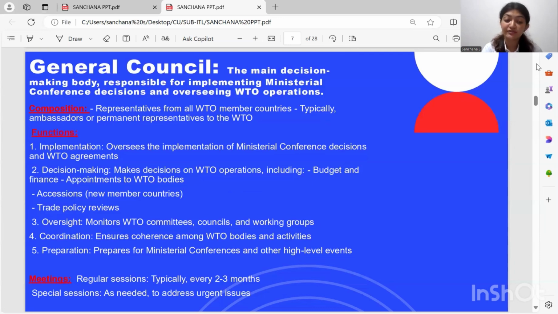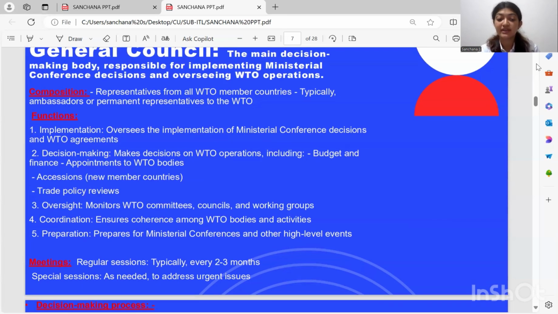Oversight: monitors WTO committees, councils, and working groups. Coordination: ensures coherence among WTO bodies and activities. Preparation: prepares for the Ministerial Conference and other higher-level events. Meetings are very important: regular sessions typically every 2 to 3 months, and special sessions as needed to address urgent issues.